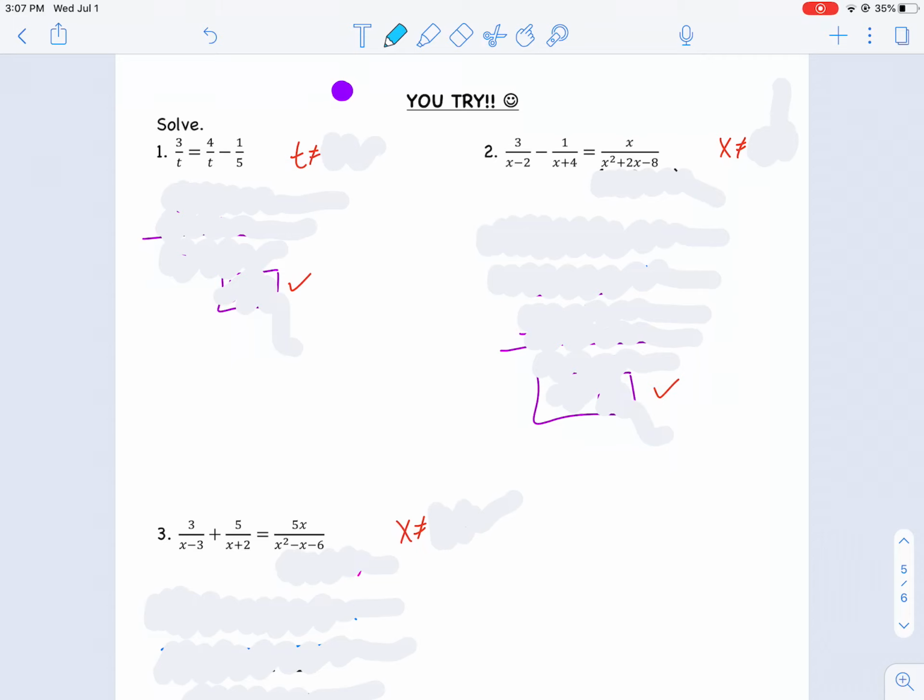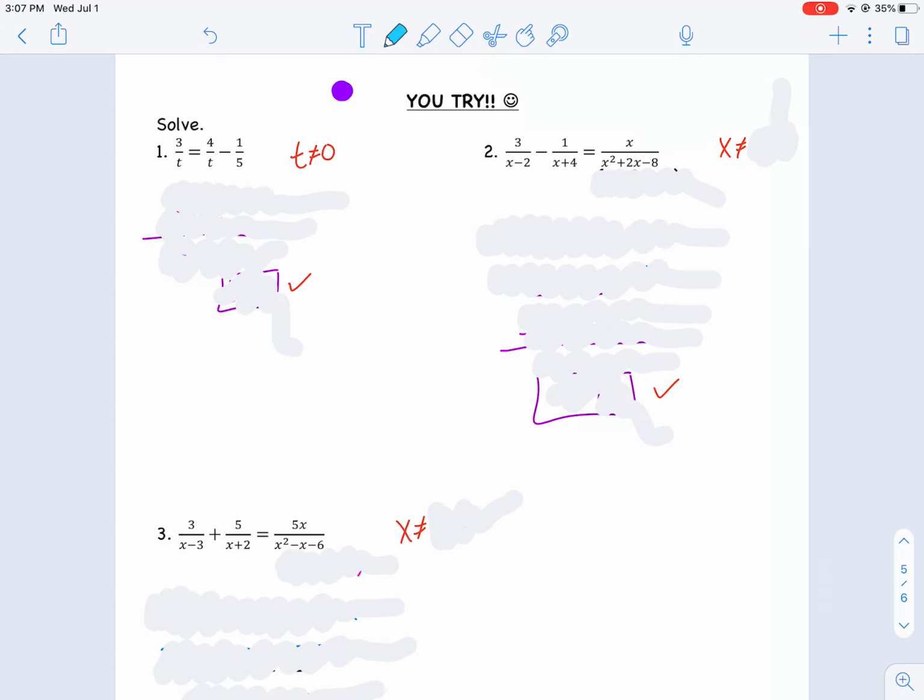All right, here's the try it problems for section 6.6. Hopefully you took some time to try these 3 problems all by yourself from start to finish, and you have the same work and answers that I do. For the first one, I'm looking at my denominators. I have a t and a 5. Setting them equal to 0, I know that t can be anything except for 0.